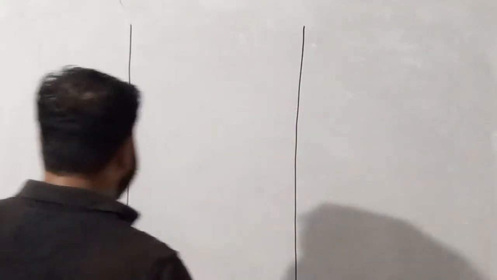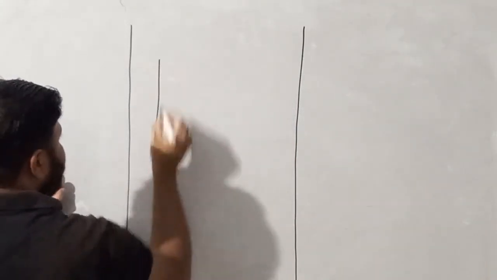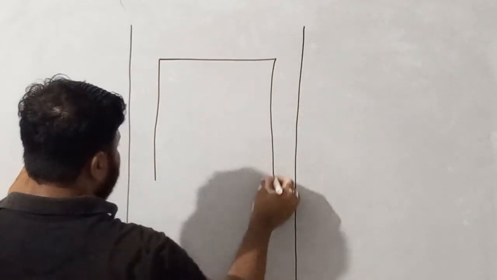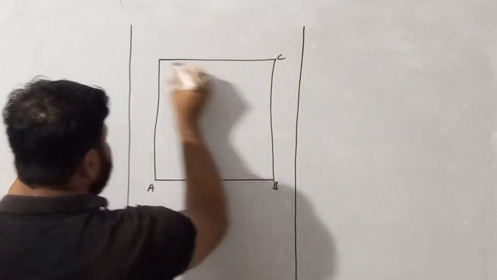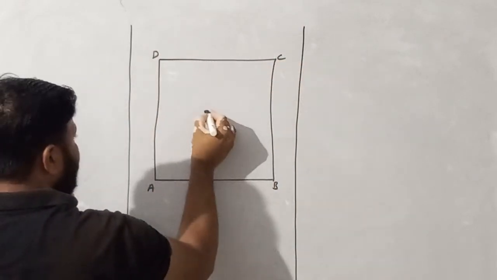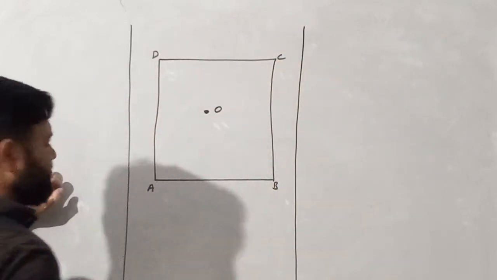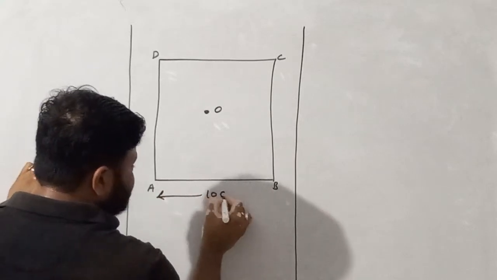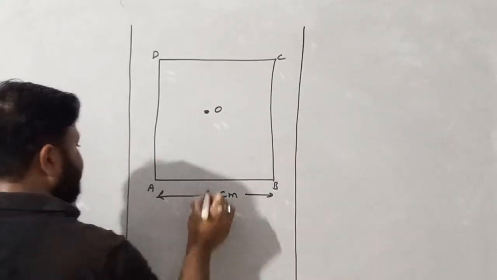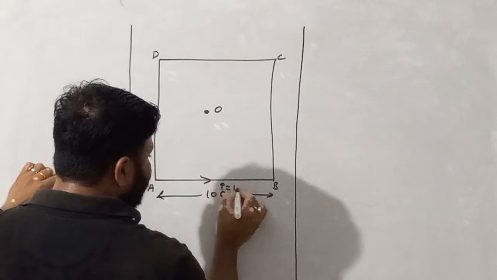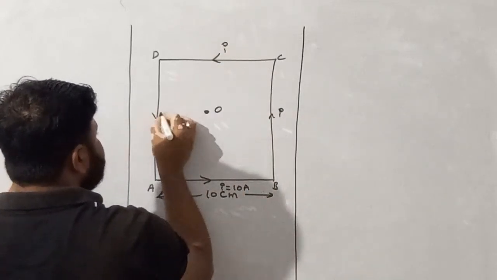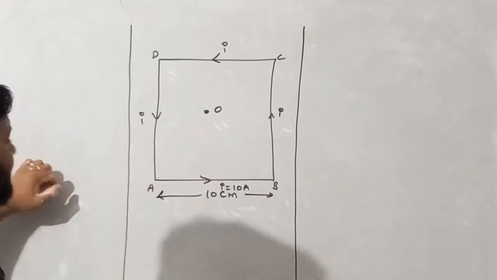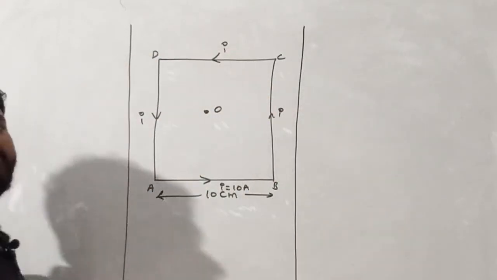So my dear student, they are saying that we have a square. A square has all sides equal, A, B, C and D. There is a point at the center of the square, let's suppose O. The side of the square is given, it is 10 centimeter, and in this square 10 ampere current is flowing. So this square carries 4 sides. Consider this square to be made up of wire.